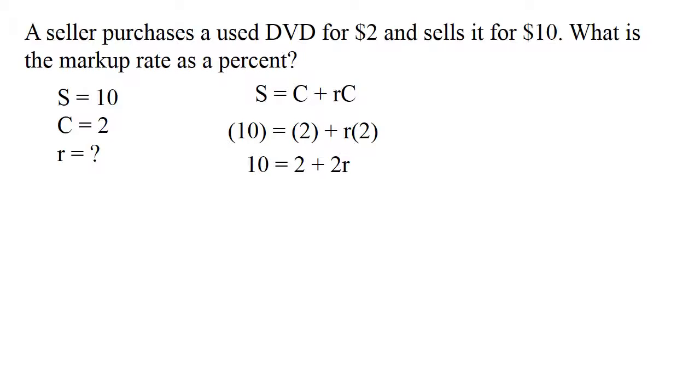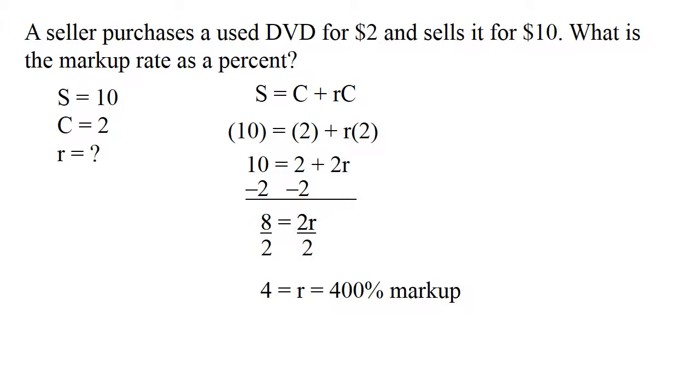R times 2 is the same as 2R. And now we just have to solve for R. So we're going to subtract 2 from both sides, get rid of the constant. And then to get rid of the coefficient, we'll divide both sides by positive 2. And we'll get 4, which, remember, we're talking about a rate. Rates are usually referred to as percentages, so 4 is the same as 400%. So this is a 400% markup. So those are the three basic setups for problems dealing with markups.